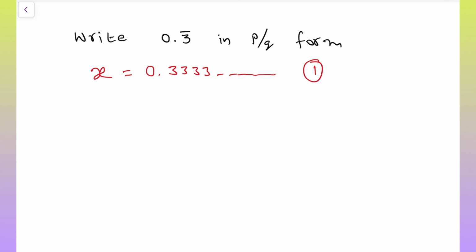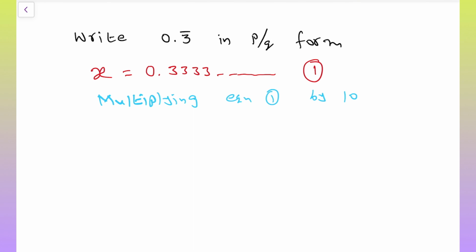Now, after the decimal, how many digits are repeating? The same number of zeros you need to multiply with. Here, 3 is repeating, that is only 1 digit. So 1 digit is repeating, that's why we multiply equation 1 by 10. If 2 digits are repeating, you multiply with 100. If 3 digits are repeating, you multiply with 1000. If 4 digits are repeating, you multiply with 10,000 and continue like that.